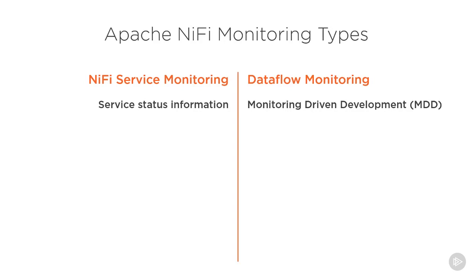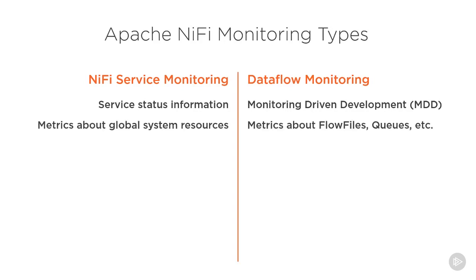Which brings us to the metrics of both types. In case of the service monitoring, you want to know global metrics, such as memory or disk usage, but also the overall number of flow files sent or received, or a processor status are considered as NiFi service monitoring. The data flow monitoring rather deals with application-specific metrics, such as the number of flow files of a particular data flow, or the data size of it, or whether backpressure has been applied on a particular queue.